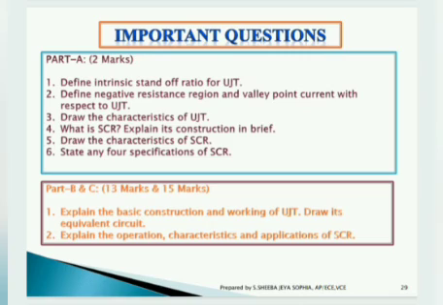Yes, you have to write. Draw means you have to specifically draw the characteristics, VI or IV characteristics, and you have to explain them in detail. Moving to Part B and C, 13 marks and 15 marks. Explain the basic construction and working of UJT. Draw its equivalent circuit. Explain the operation, characteristics and application of SCR. Yes, you have to draw the UJT and SCR clearly and explain them in detail. For any question, you have to prepare them as 13 marks or 15 marks, and from that you can sort out to the marks accordingly, as they are asking.